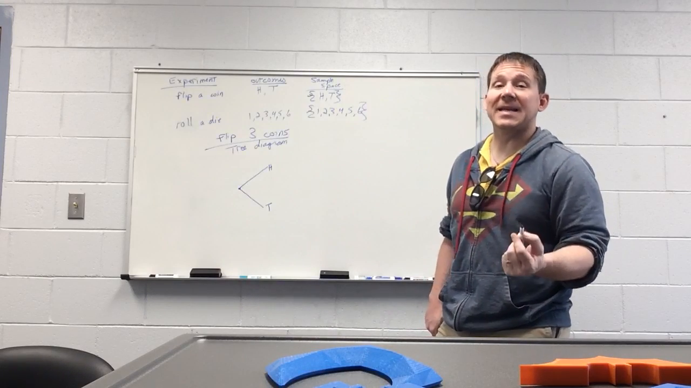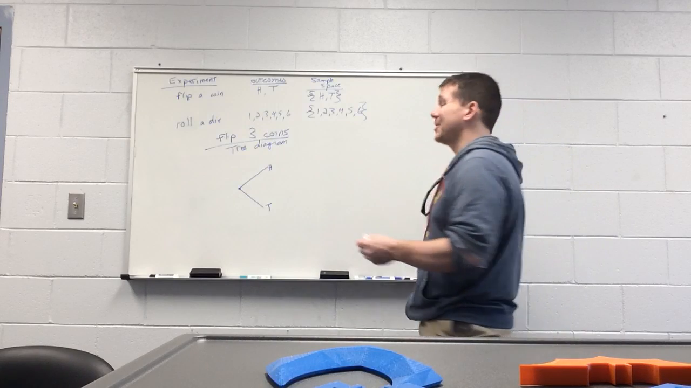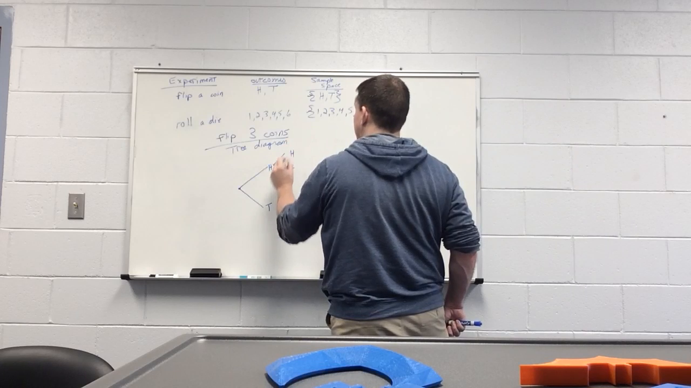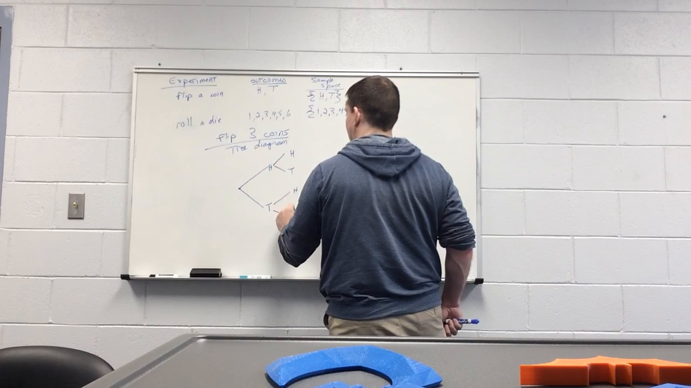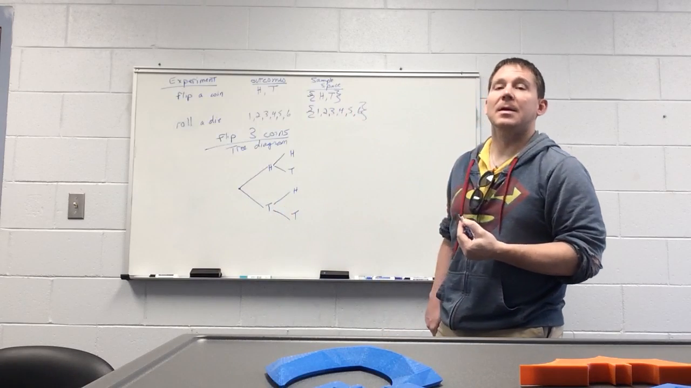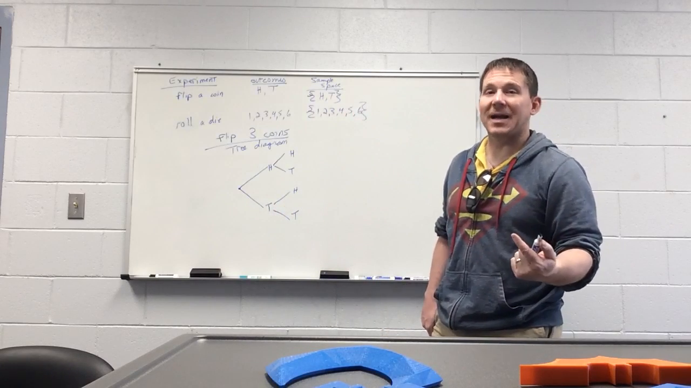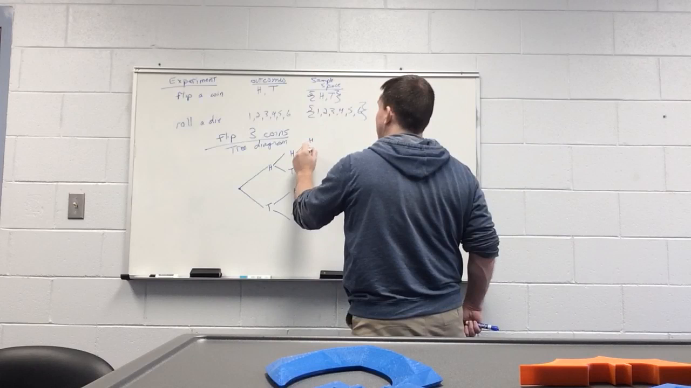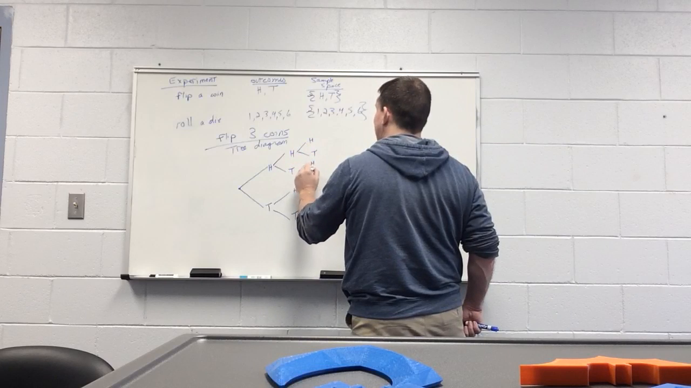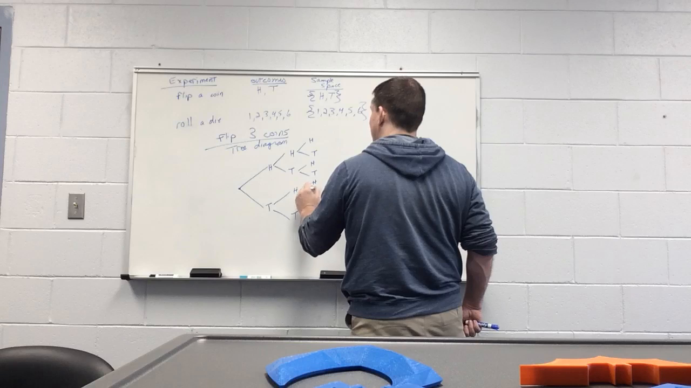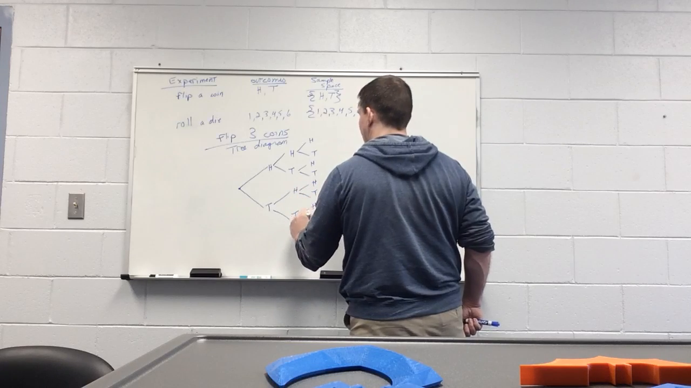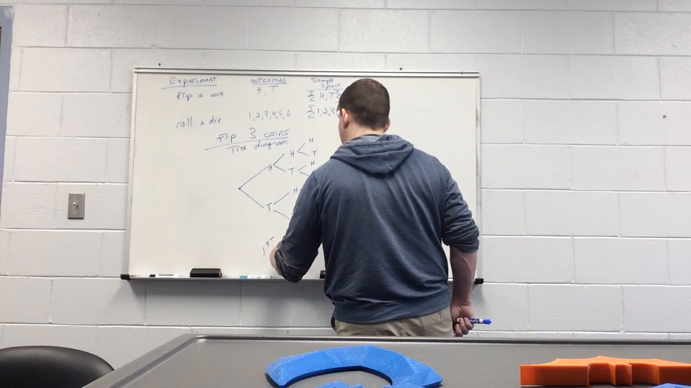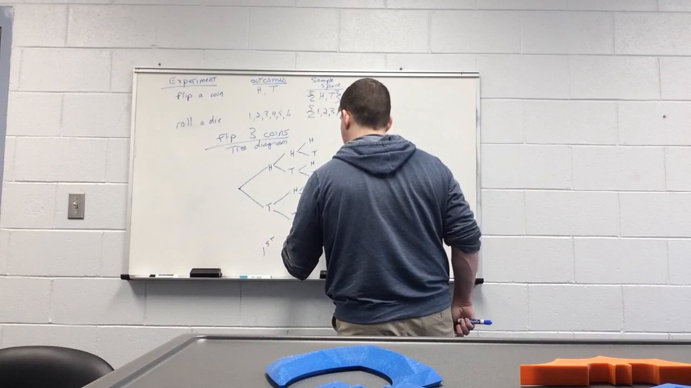Now, when I flip the coin the second time, what can happen? I can get a heads or a tails. So I create new branches at the end of each of these for head and tail. Then what happens when I flip the coin the third time? I can get a head or a tail again. So I create branches at the end of each of these for heads or tails. Now I've listed out all my flips. There's the first flip. There's the second. There's the third.